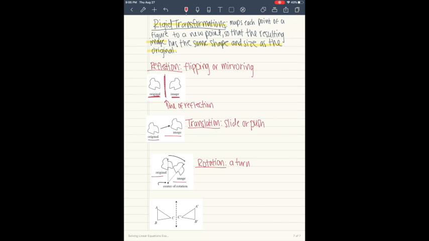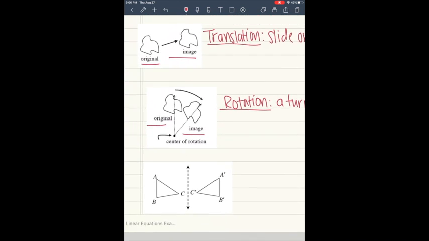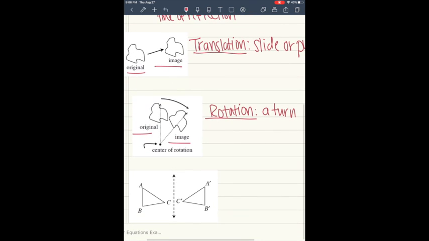So when you're dealing with all of those things, because you're starting with an original and then an image that looks exactly the same, you're going to need to be able to talk about the original and the image as different shapes. You can't say, hey, the original triangle ABC is the same as its reflection ABC. You can't do that because you need to be able to talk about it. So let's get zoomed in here.